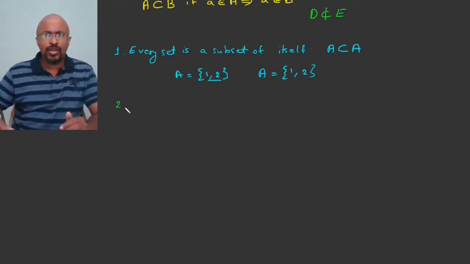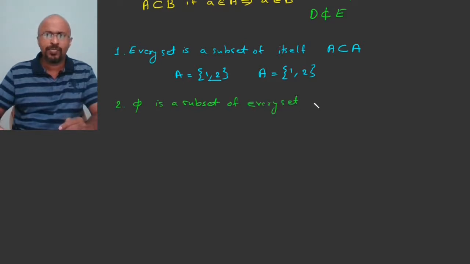The second point, a null set or an empty set is a subset of every set, because an empty set does not have any element. So that becomes a subset of every set. Phi is used to denote the null set or an empty set. We know another denotation for an empty set is like this.